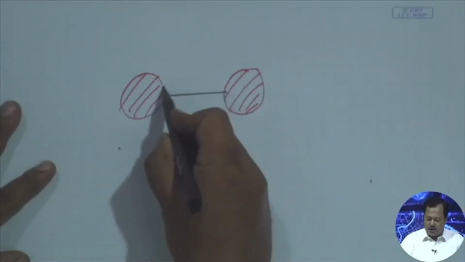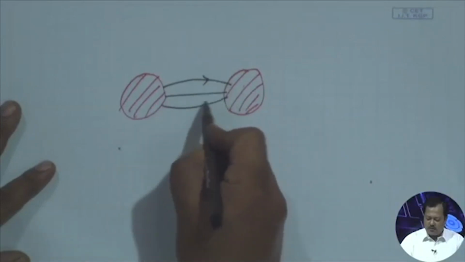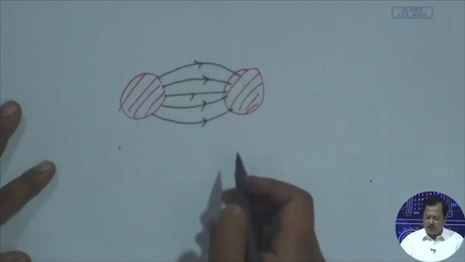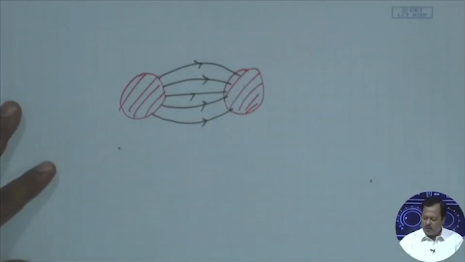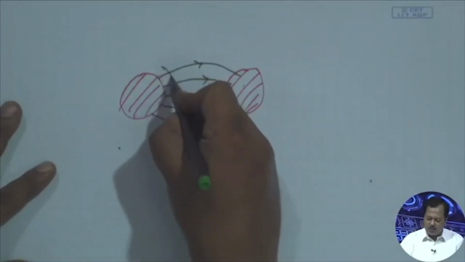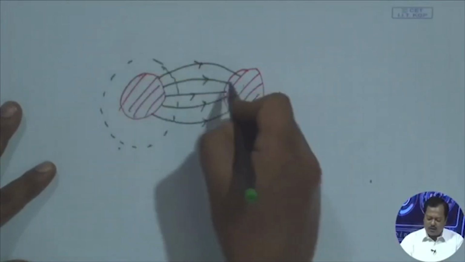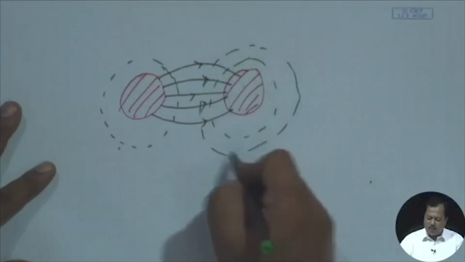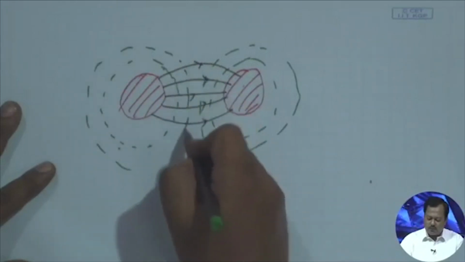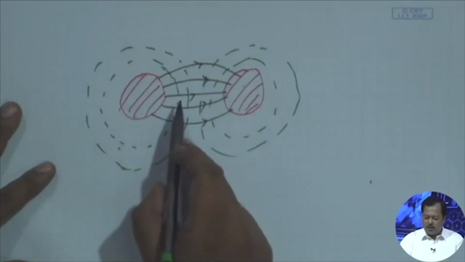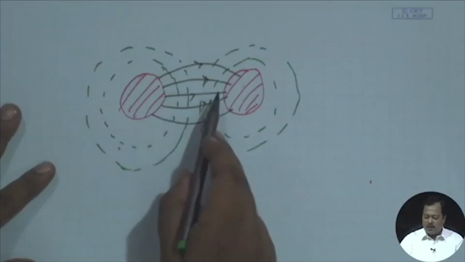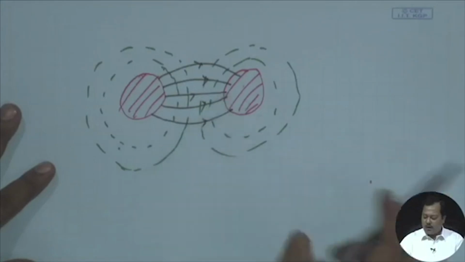So, if I draw the electric field components, this is the electric field lines, and the magnetic field lines will be perpendicular to it and it will encircle the conductor. So, this red part shows the conductor, it can be of any shape. So, we see that the electric field starts from a conductor and it terminates in another conductor, and how to calculate the potential difference between these two.